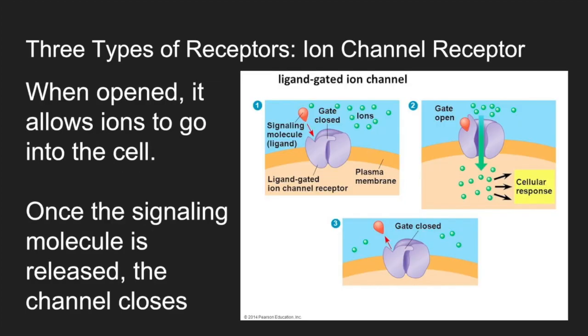The last type of receptor we're going to talk about is the ion channel receptor. This is a type of membrane receptor that works like a gate, allowing molecules into the cell. The ions that it will allow through are specific to the type of ion channel. What happens is the signaling molecule binds to the receptor, and this opens the gate, allowing the specific ions through, like sodium or calcium. When the ligand detaches from the gate, then it will close.